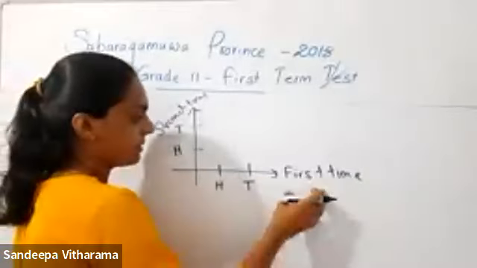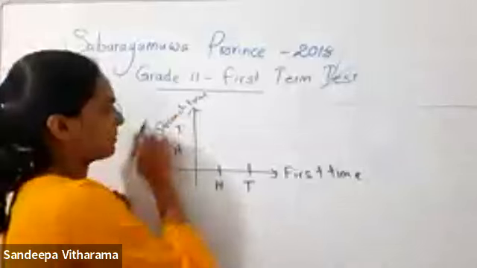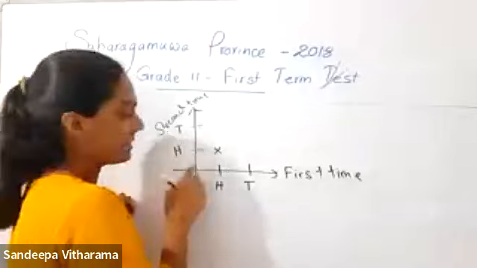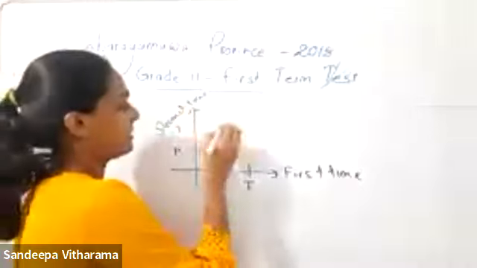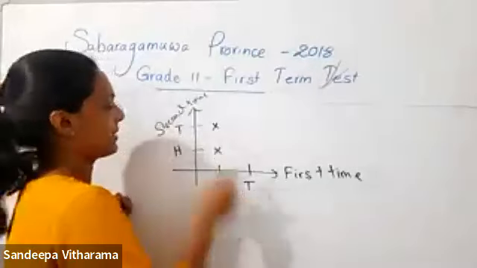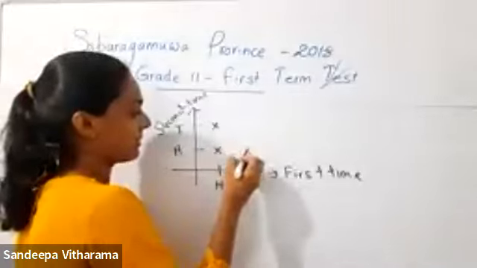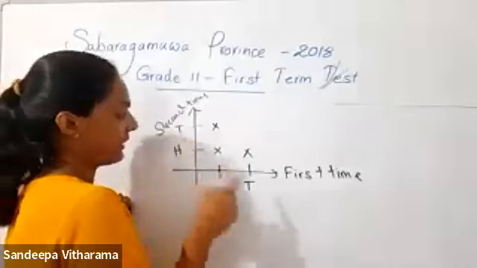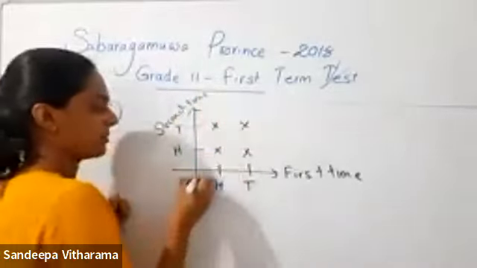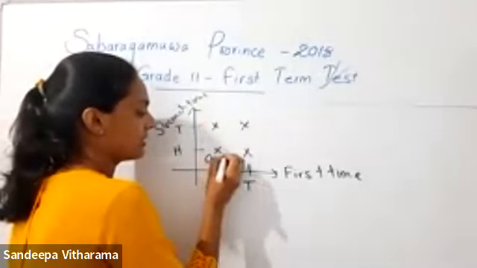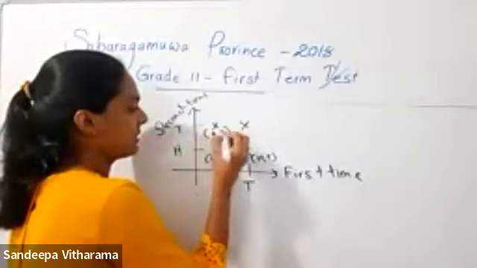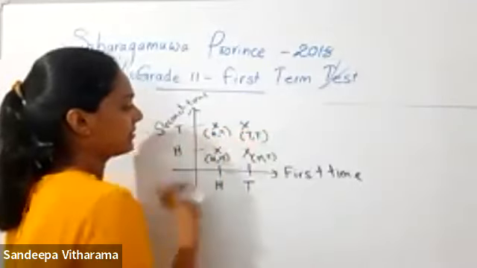Then obtaining head at the first time and obtaining head at the second time, I mark here. Obtaining head at the first time and obtaining tail at the second time, I mark here. Obtaining tail first time and obtaining head second time, I mark here. Obtaining tail in the first time and obtaining tail in the second time, I mark here. Okay, actually here it should be h comma h. This is h comma t. This is t comma h. This is t comma t.